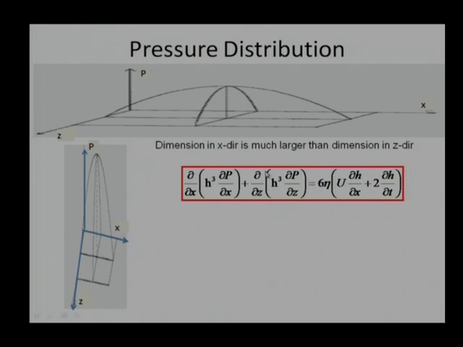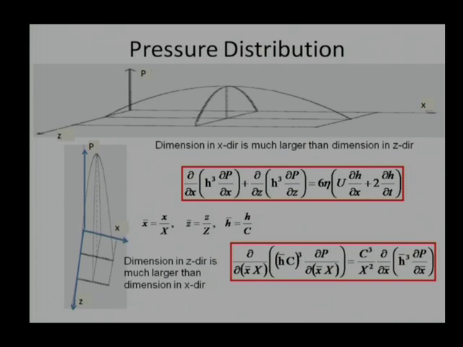While in the other case, we have a short length in x direction and dP/dx will be significant. So, in that case the second term can be neglected. So, we can assume that based on the dimensions we can get good results.